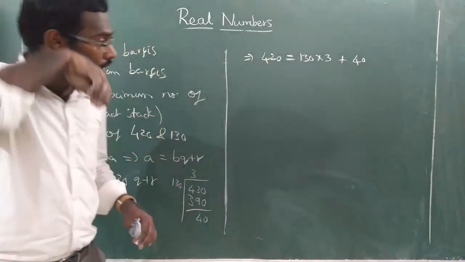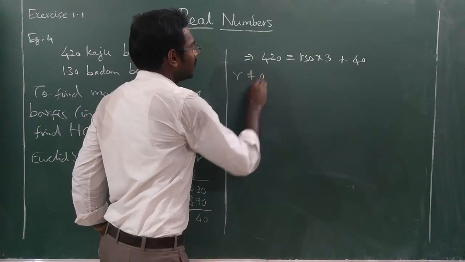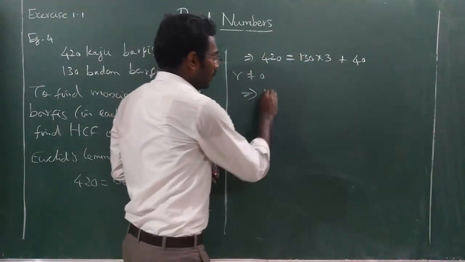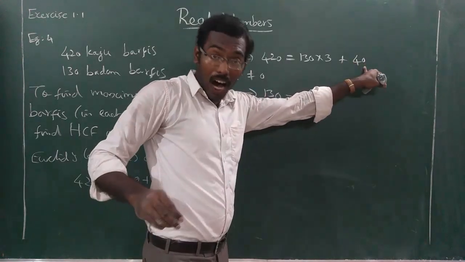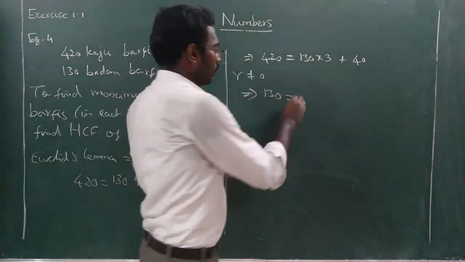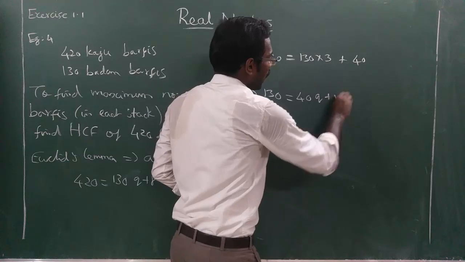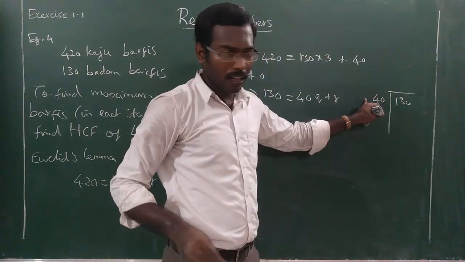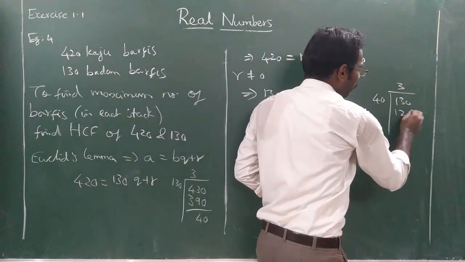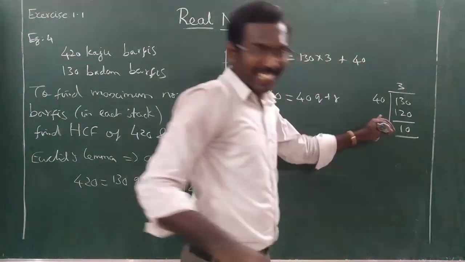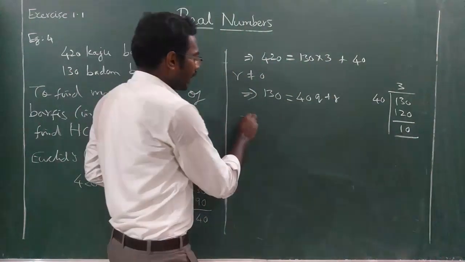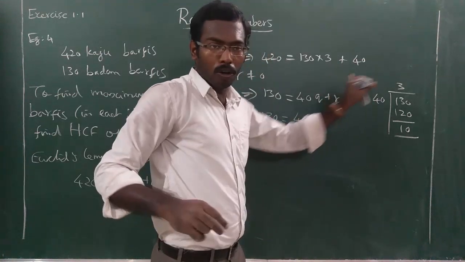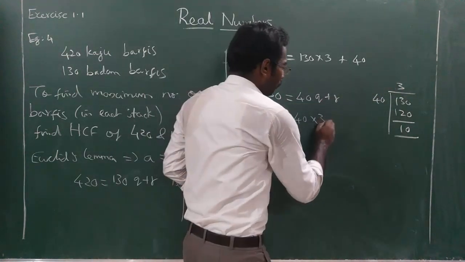Now what will you do? You will check the R value. So R value is not equal to 0. Therefore, the previous step's B will come as this step's A, and the previous step's R will come as this step's B. So 130 is equal to 40 Q plus R. So again, 130 divided by 40. 4 3s are 120, remaining is 10. It's easy, isn't it? So you can write this as 130 is equal to 40 into Q, your Q is 3, plus your remainder.